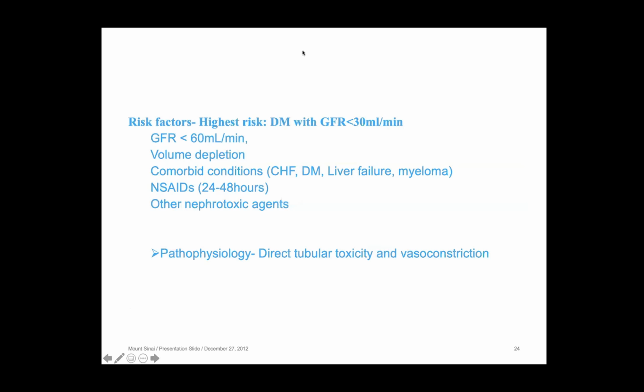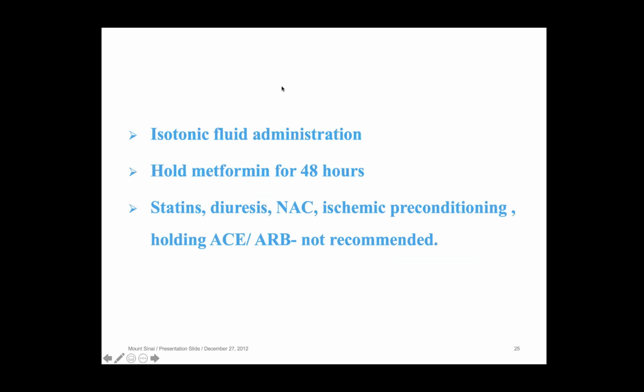What are the risk factors for CIN? You have decreased GFR to begin with, volume depletion, comorbid conditions, patients who've received NSAIDs or other nephrotoxic agents. And the pathophysiology is very simple. It's vasoconstriction and direct tubular injury. So how do you prevent CIN? Again, data is not very strong. Fluid administration, if you can, and if the patient appears hypovolemic, again, isotonic fluids, a normal saline is preferred in this setting for prevention. Obviously, hold your metformin for 48 hours. Holding ACE or ARB, NAC, statins, none of that has been recommended.